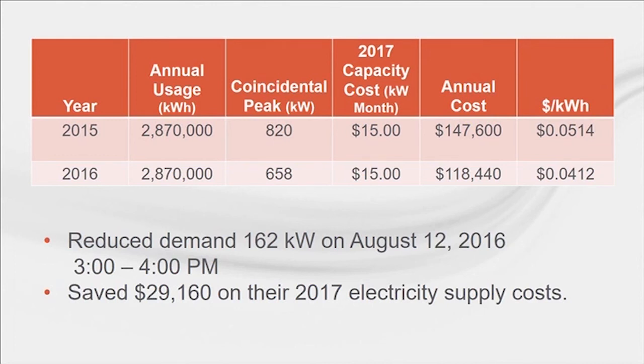By reducing their coincidental peak demand by 162 kilowatts, their capacity charges were reduced by 20%, or down to 4 cents per kilowatt hour. All this savings for performance just during one 3-hour window the summer before. Major savings for a targeted strategy around a significant local market cost.